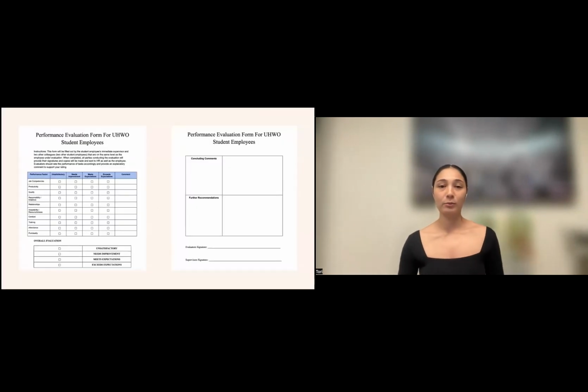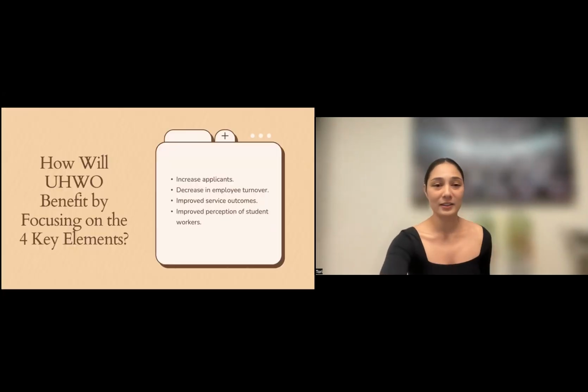So this is what that form would look like. You'd be grading based on a check mark scale, but then also expanding through comments. Why did you grade them? What could they improve on? And then also signing off on that. And that's just the basics of everything.